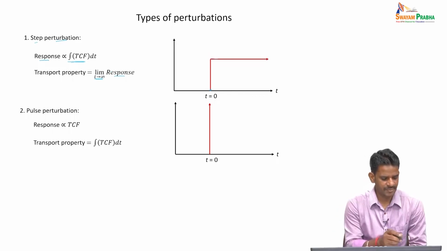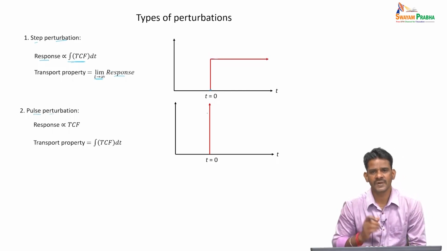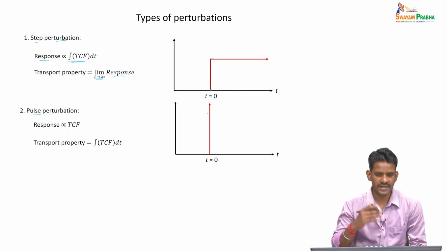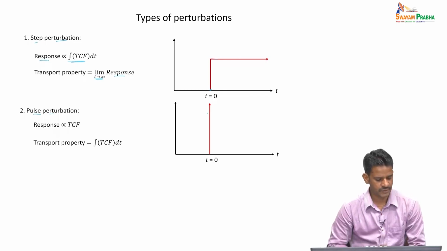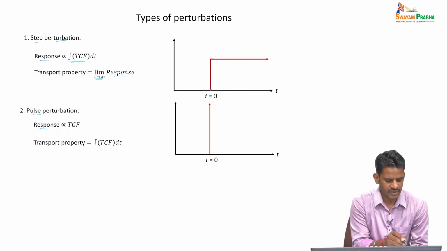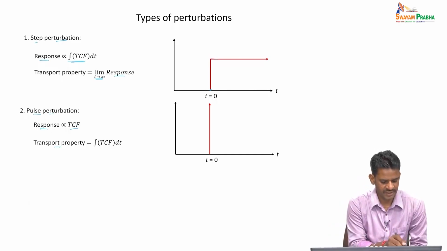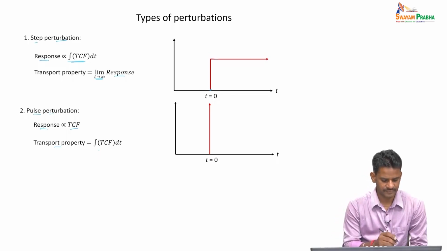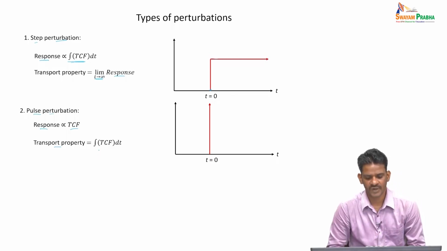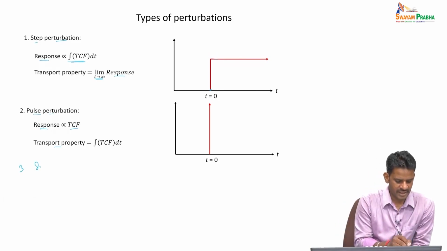The other type is a pulse perturbation. That means at time t equal to 0, we give a very short pulse of perturbation, and then we look at how the system responds to the pulse. In this case, one would find that the response is proportional to the time correlation function itself. Then the transport property can be obtained by integrating the time correlation function with respect to time from 0 to infinity. And then there are other kinds of perturbations. For example, you can give a sinusoidal perturbation.